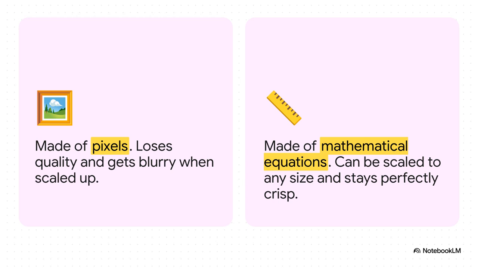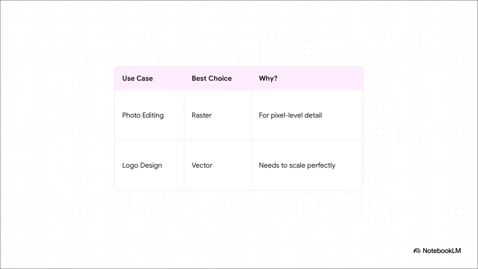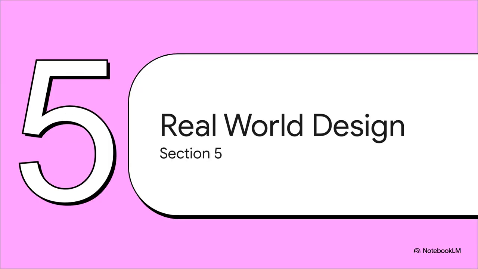Raster graphics are like mosaics made of tiny squares called pixels. If you make them bigger, they get blurry. Vector graphics, on the other hand, are like blueprints made of mathematical lines and curves. You can scale them up to the size of a billboard, and they will stay perfectly sharp. And this is why it matters in the real world. You use raster for detailed photos where you need to edit every single pixel, but for logos that have to be resized for everything from a business card to a giant sign, it has to be vector. No question.